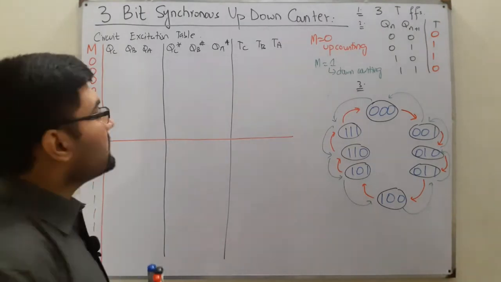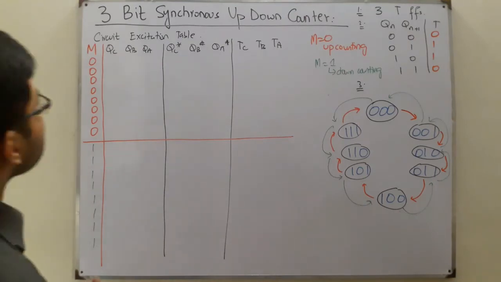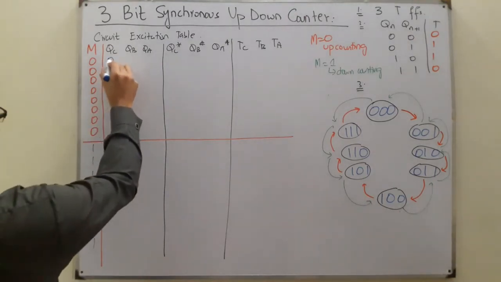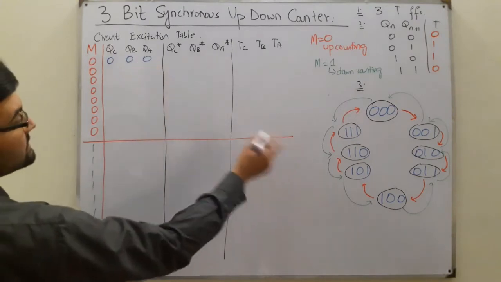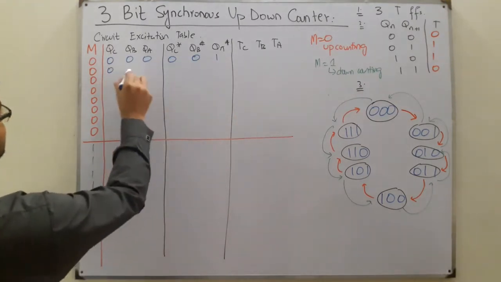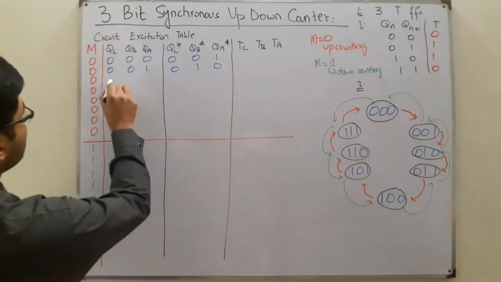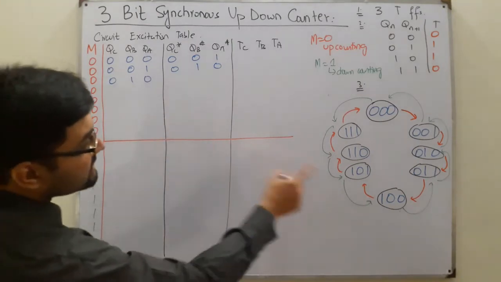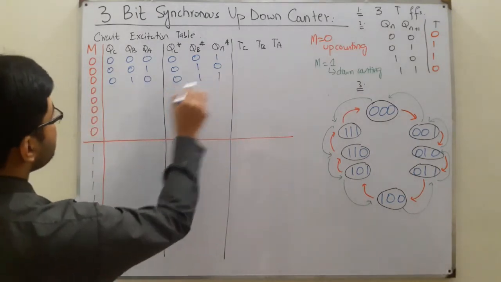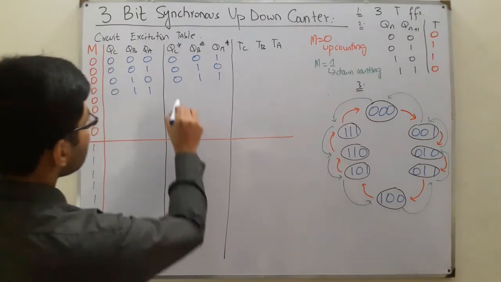So now what do you have? Let us draw the truth table, the circuit excitation table. When the present state is 000 for up counting, the next state is 001. Now when 001, the next is 010. When it is 010, the next is 011. When the present state is 011, the next state is 100.